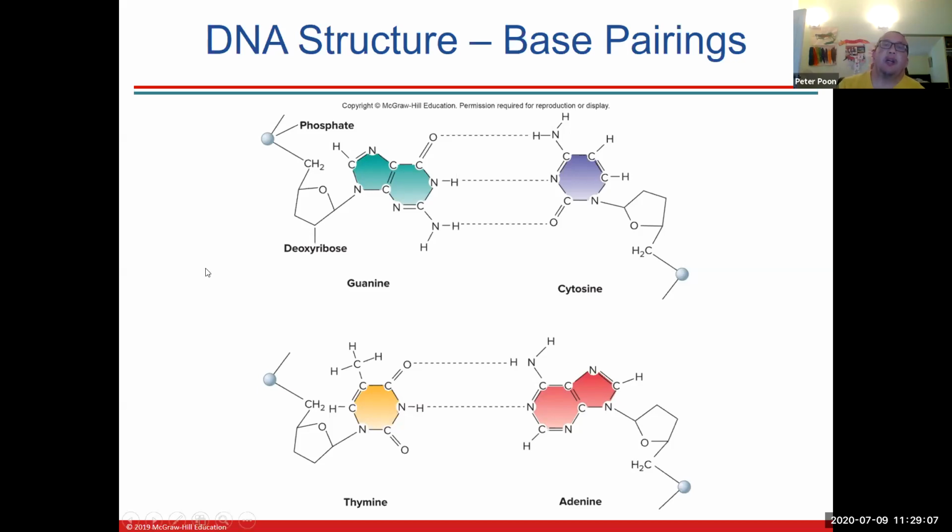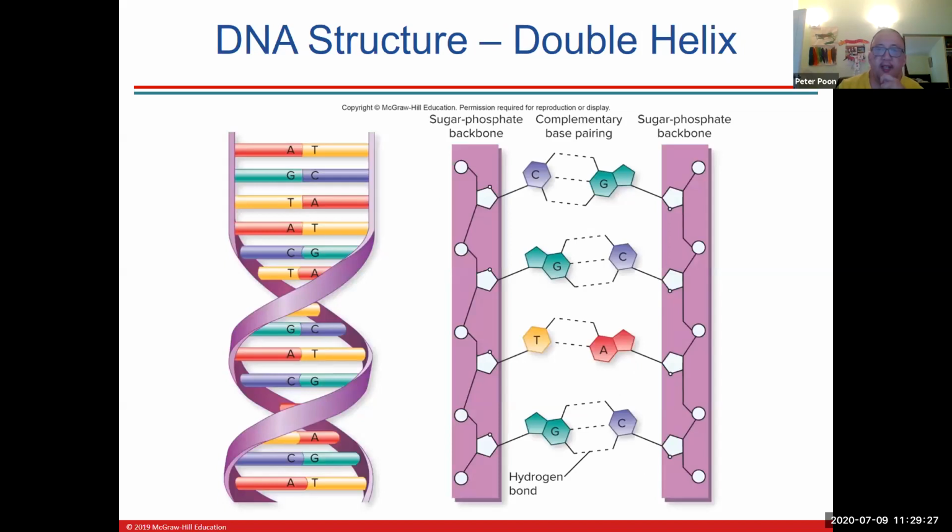The other is the hydrogen bonds. So G and C's have 3 hydrogen bonds, A's and T's have 2 hydrogen bonds. So there's a double helix.